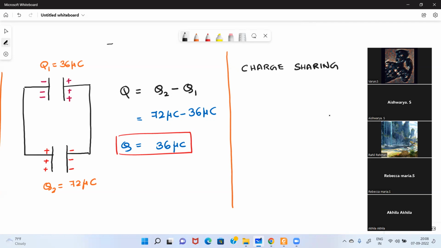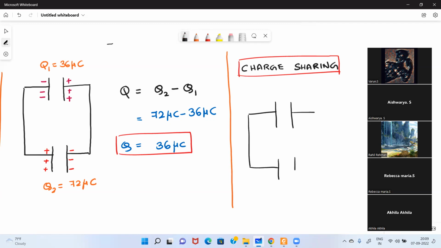Charge sharing happens, correct? Yes, sir. The charge sharing will happen until they both reach equal potential difference, exactly. So now they both will reach some equal potential difference. Let's say that potential difference is VC, the common potential, we call it, right?